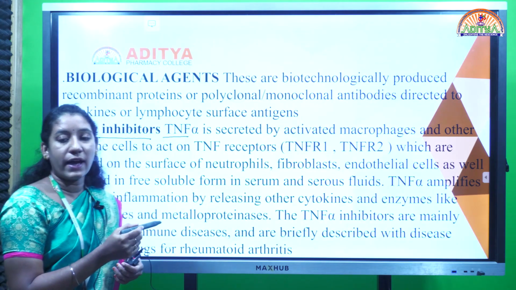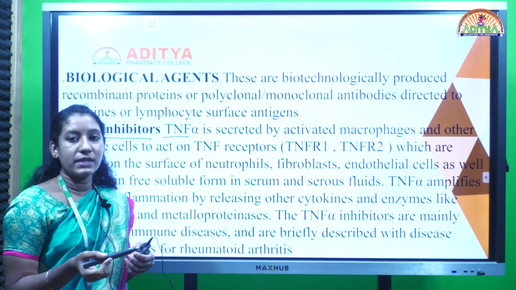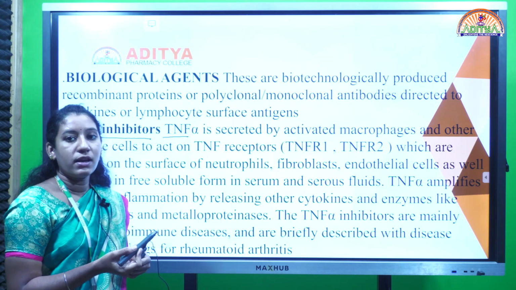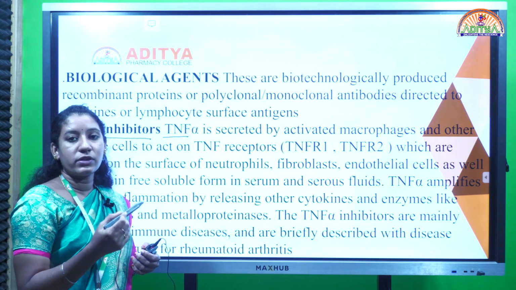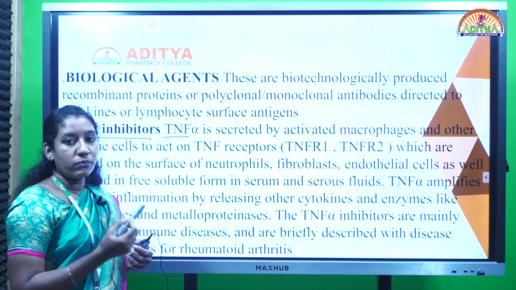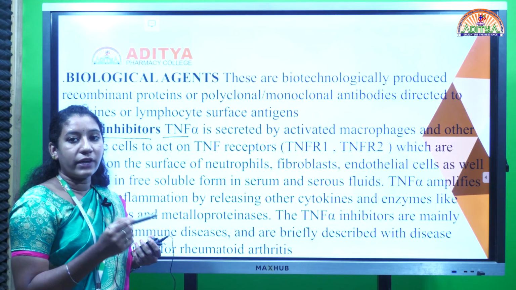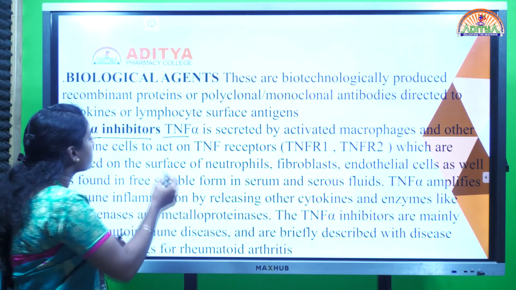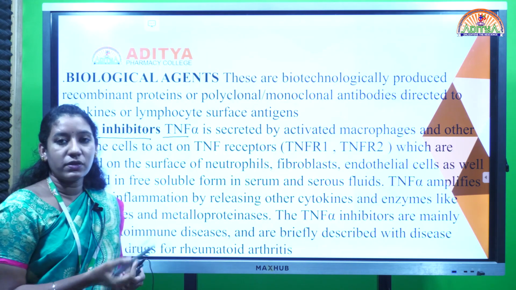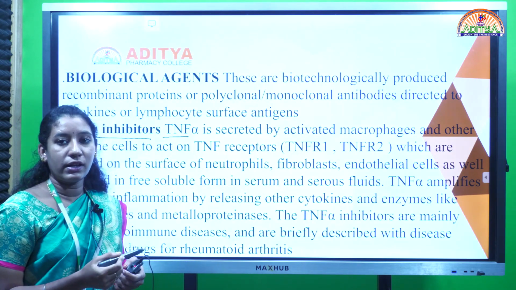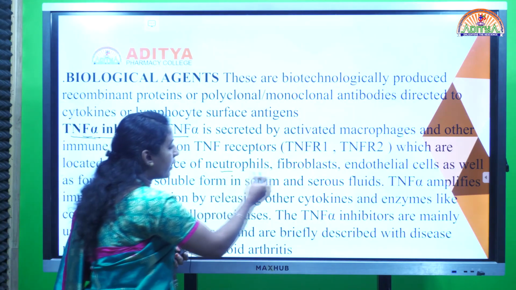This tumor necrosis factor will amplify the immune responses by releasing various kinds of enzymes like collagenases and metalloproteinases. So normally this TNF amplifies the immune responses. If immune responses are amplified, the immune system will produce strong responses during graft transplantation, so we have to inhibit this tumor necrosis factor also. Coming to the types of TNF receptors, there are two types, TNF alpha and beta, and they are expressed on the surface of neutrophils, endothelial cells and fibroblasts.